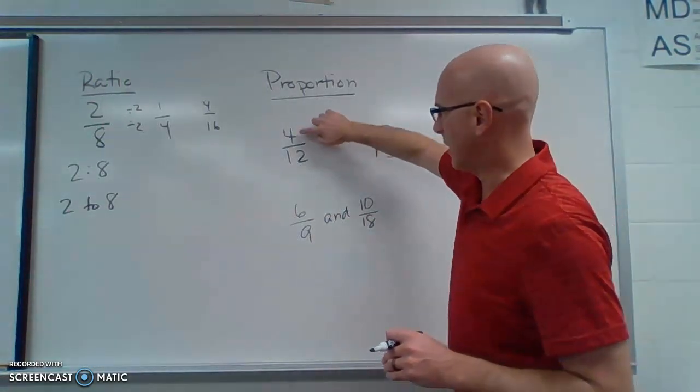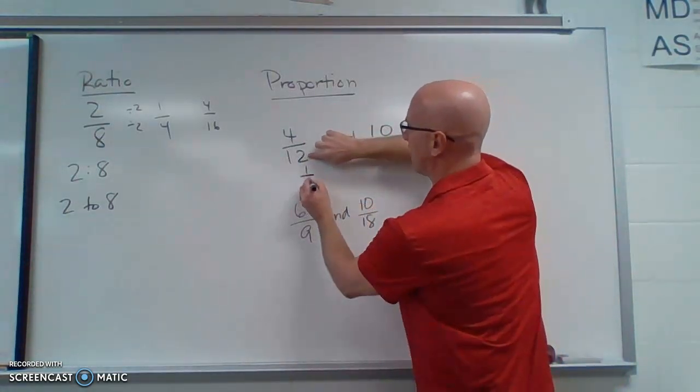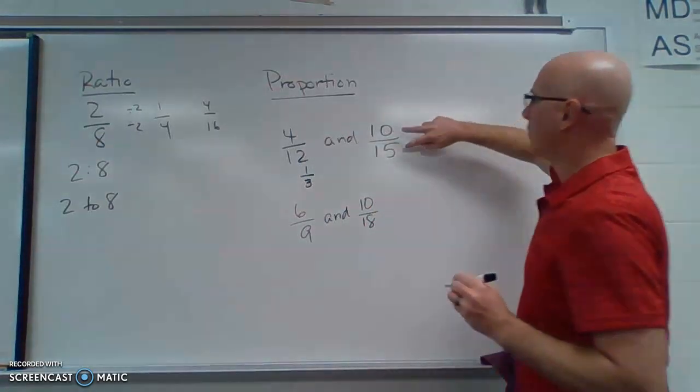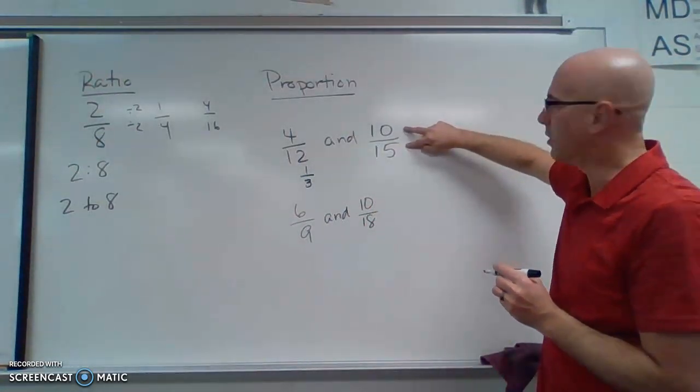So I could rewrite them. 4 divided by 4 is 1. 12 divided by 4 is 3. I would get this ratio in a simplest form also.